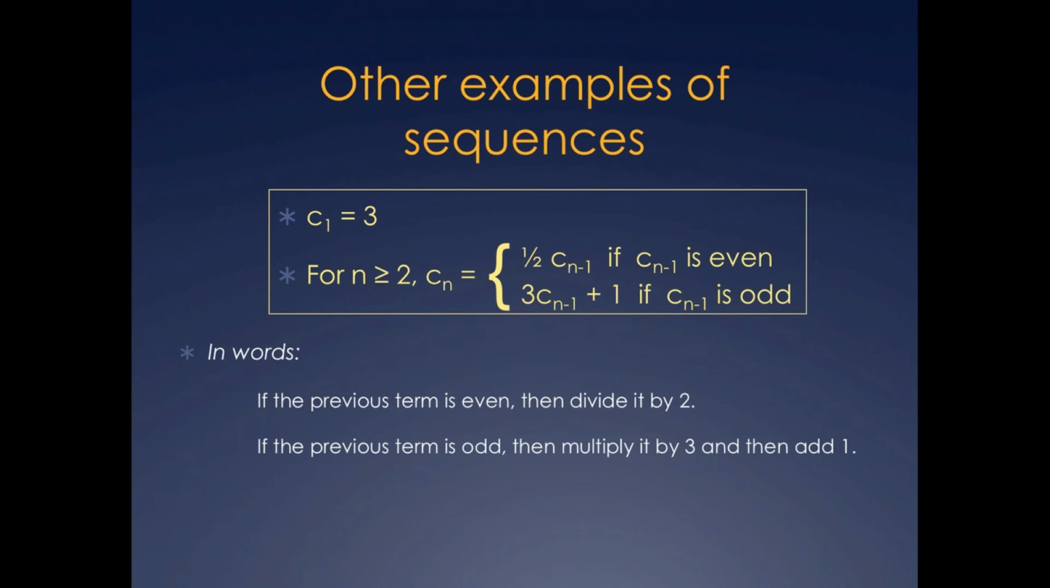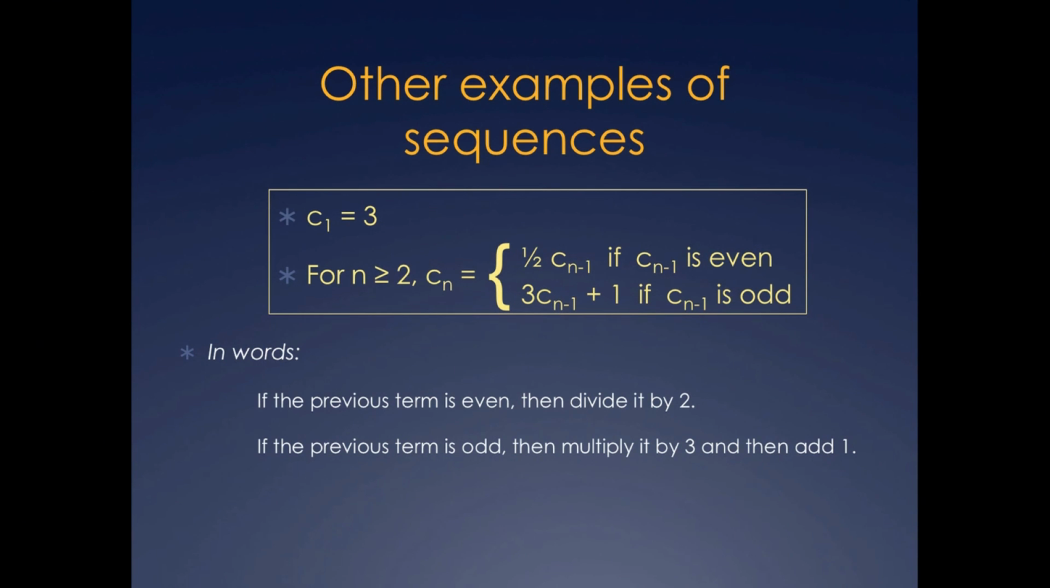I'm going to call the terms in this sequence C1, C2, C3, and so on. There's one base case. C1 is 3. And then we have this rather odd-looking rule that says when n is greater than or equal to 2, define Cn by using either one of 2 formulas. Of course, you need some way of determining which formula to use, and the way you do that is you look at the previous term, Cn minus 1, and you ask, is it even or is it odd?